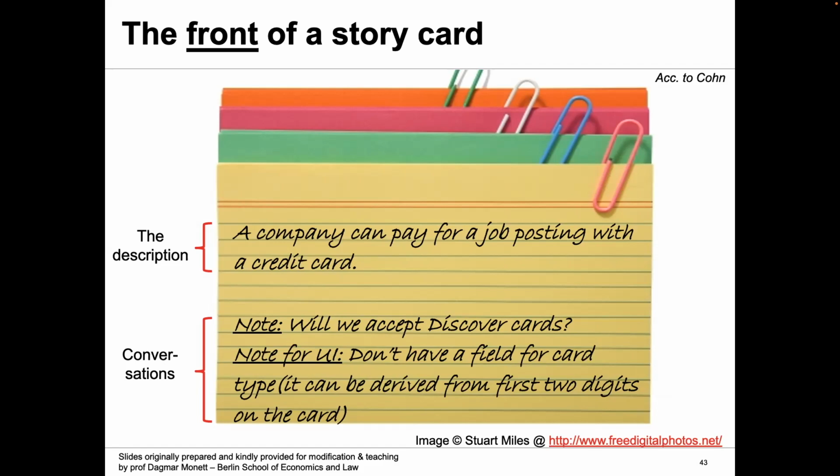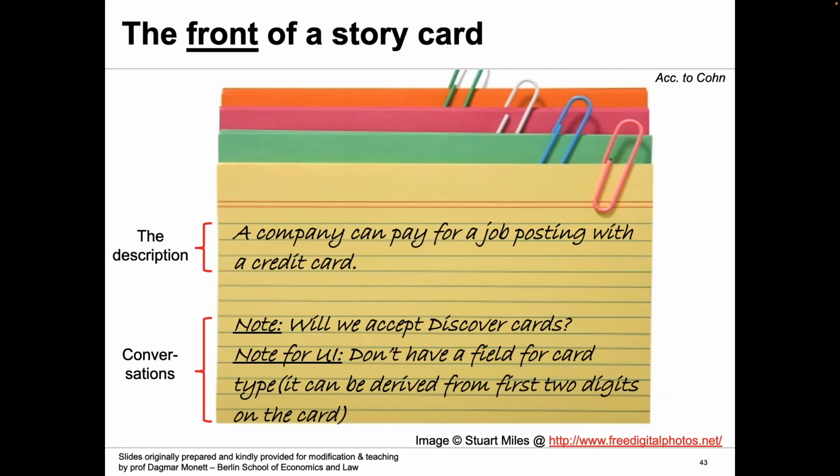Now, some of the details that you would like to discuss with your team members is what kind of cards we are going to be accepting. And for the user interface, for example, we don't have a field for card type, so it can be derived from the first 2 digits on the card. So from a very simple story-like description, you come out with further conversations to ensure that you are able to confirm the user story.